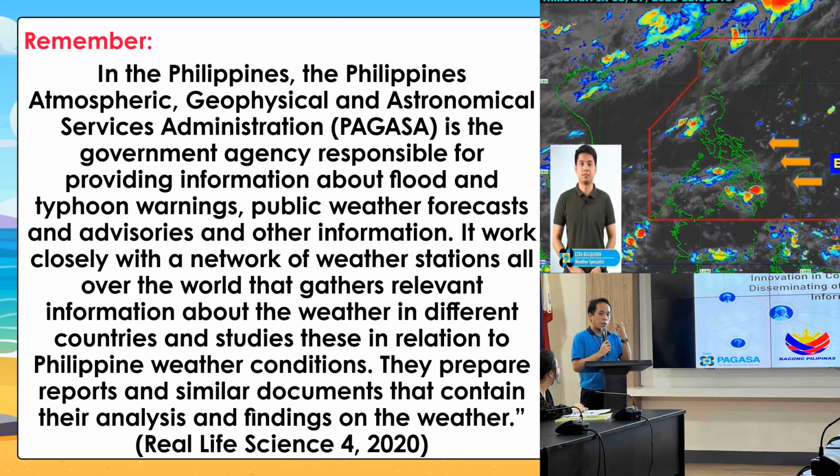In the Philippines, the Atmospheric, Geophysical, and Astronomical Services Administration, or PAGASA, is the government agency responsible for providing information about flood and typhoon warnings, public weather forecasts and advisories, and other information. It works closely with a network of weather stations all over the world that gathers relevant information about the weather in different countries and studies these in relation to the Philippine weather conditions. They prepare reports and similar documents that contain their analysis and findings on the weather.